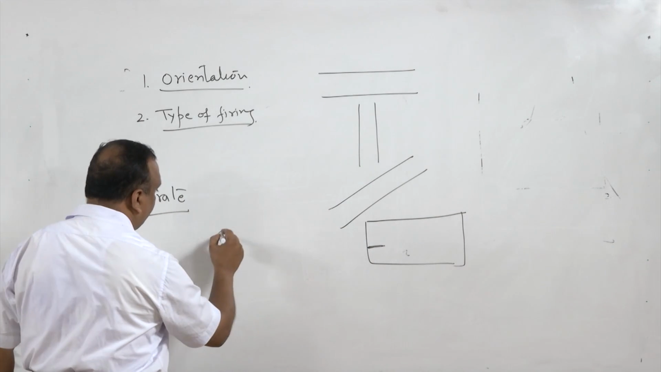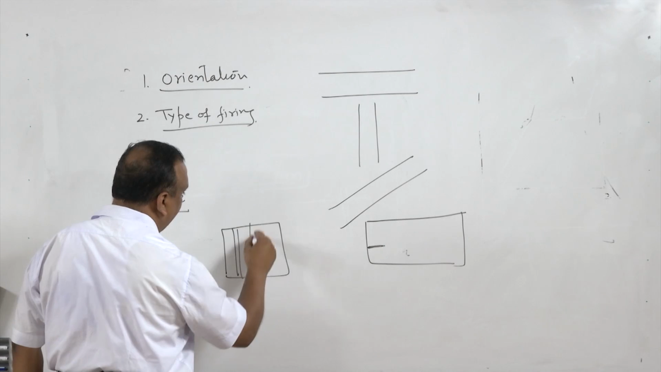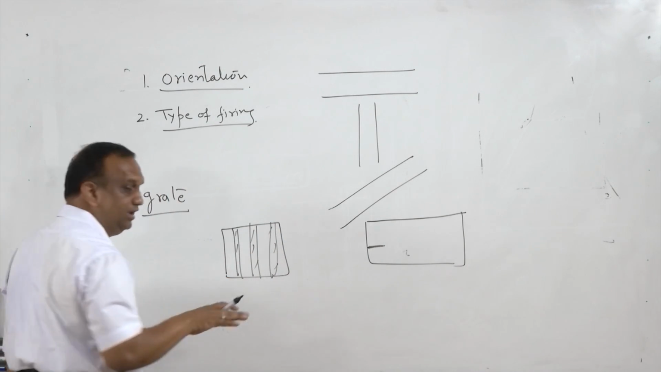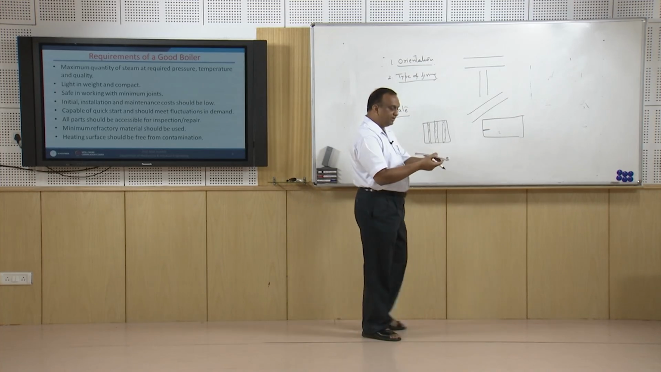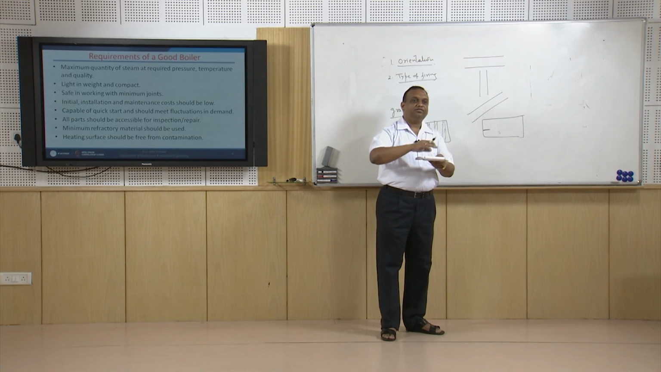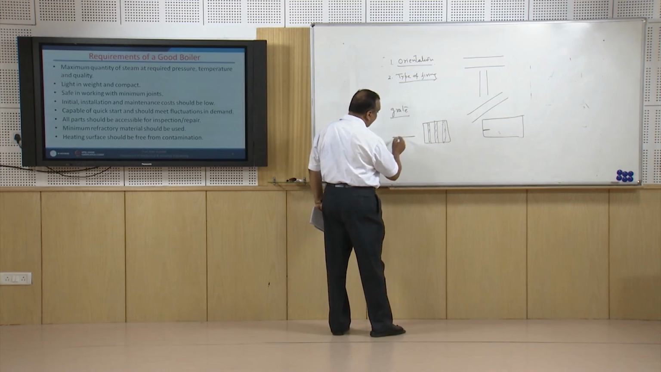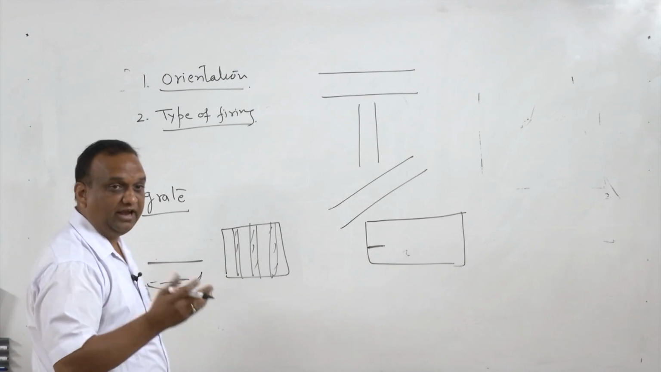If I show you the plan of the grate, it is going to be something like this. There are a number of solid rods, right, and fuel lies over these rods. Suppose this is the grate. Air is circulated through the grates, which facilitates the burning of the fuel. Now, ash formed in the grate is collected in the ash pit. Ash pit is just below the grate.